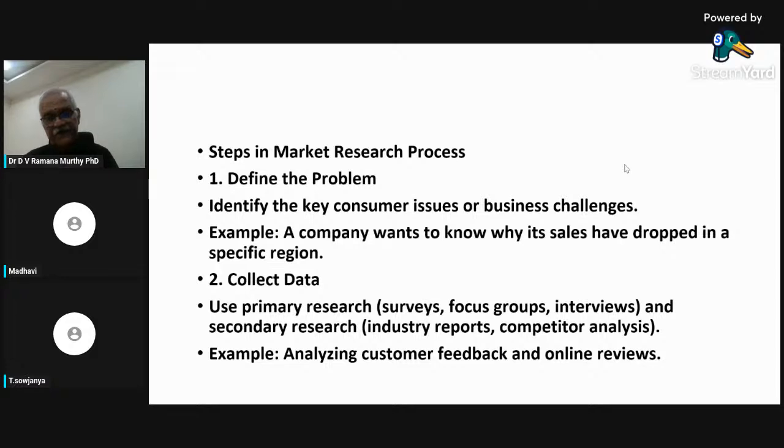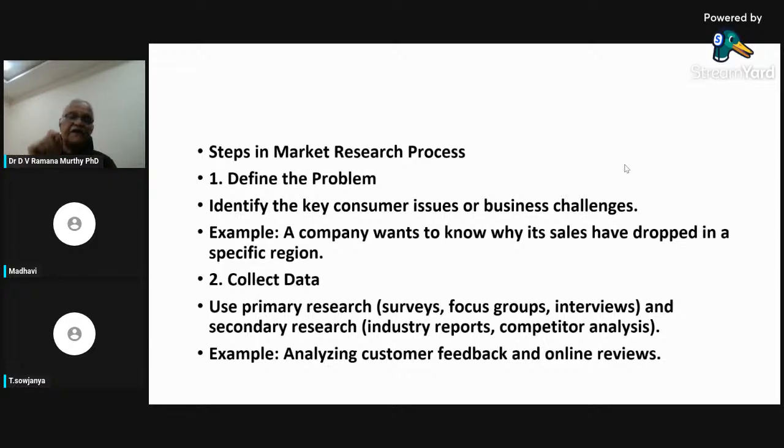Here we need to delve into certain important steps in the scientific research process. Let's examine the steps in the market research process. First one is, what is it that you want to study? Definition of a problem. Define the problem, because a well defined problem is considered to be half solved. See, what is it that you want to study? Identify the key consumer issues or business challenges you're facing.